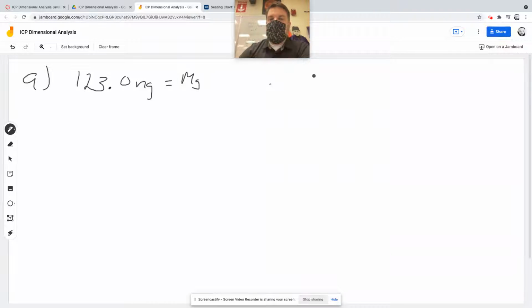So remember, this is posted in Canvas too. I have paper copies if you want the paper copy, but it's in Canvas. This is the conversion sheet for metric, and it does all the prefixes. Nano is 10 to the 9th. So there are 10 to the 9 nanograms equal to 1 gram. Okay?